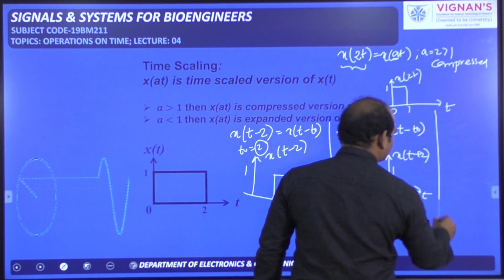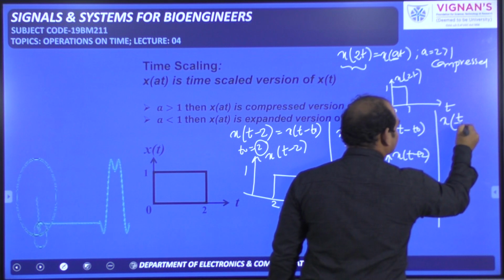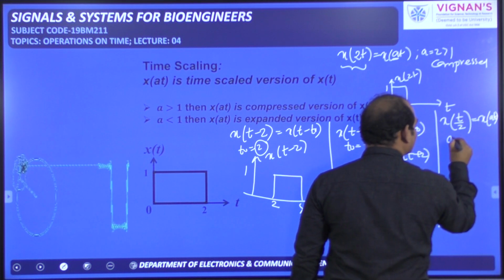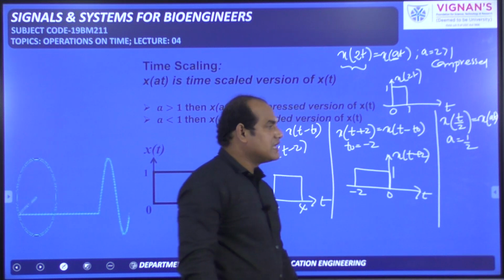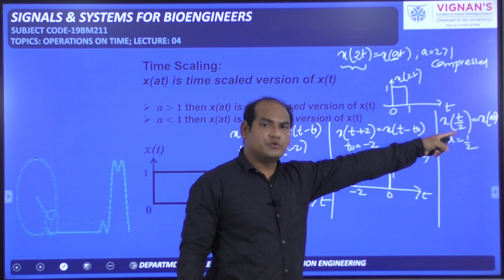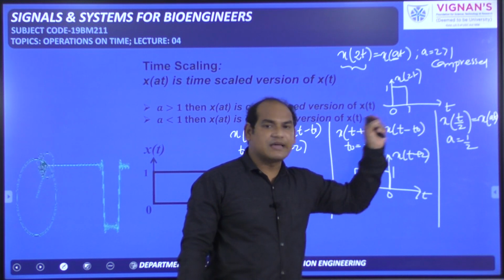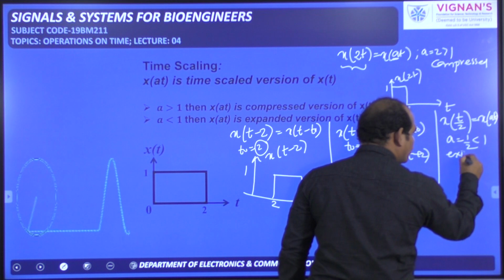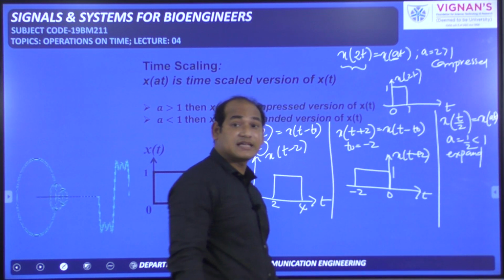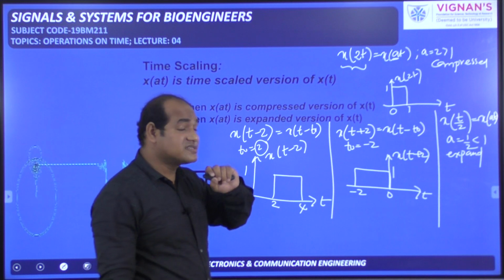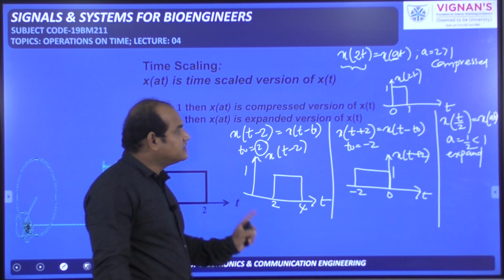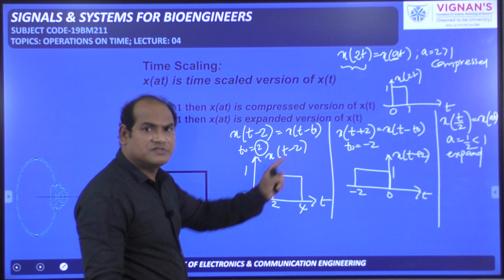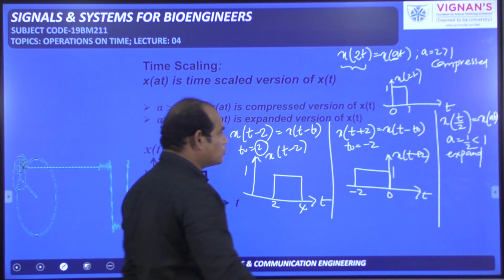Again the same thing. Now I am going to draw x of t by 2. It is also looking like x of at only, where a is equal to 1 by 2. So it is also a time scaled version, but 1 by 2 means 0.5, which is less than 1. So whatever signal I am going to get will be an expanded version. But the same rule: we have to divide the time axis with the scale factor a.